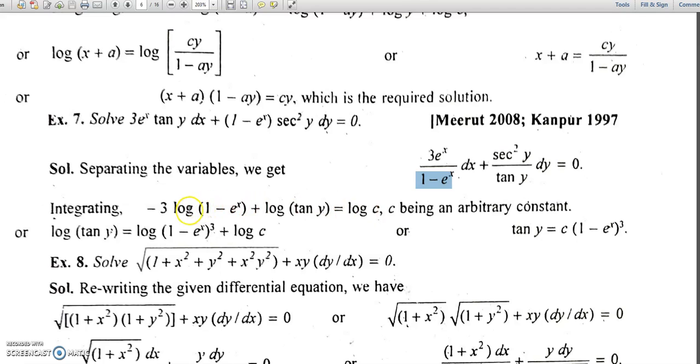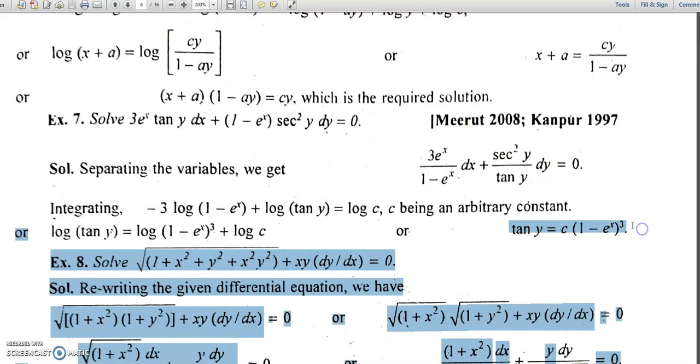Why? Because you know that we can write this term as log of 1 by (1 minus e power x) whole cube, and this is like log of tan y. So log a plus log b means log ab. So this is log of tan y by (1 minus e power x) whole cube equal to log c, right? So you just get this value, the final answer.